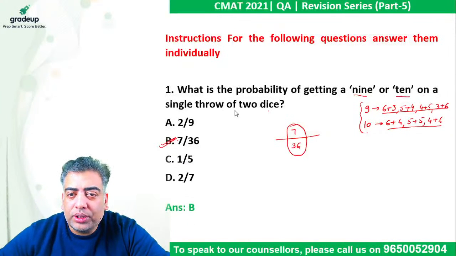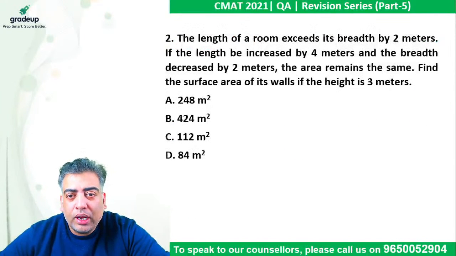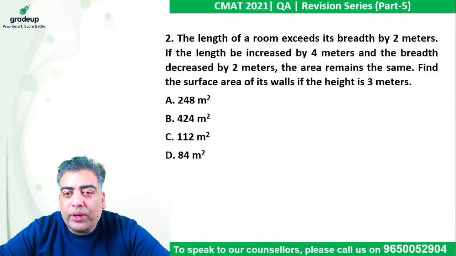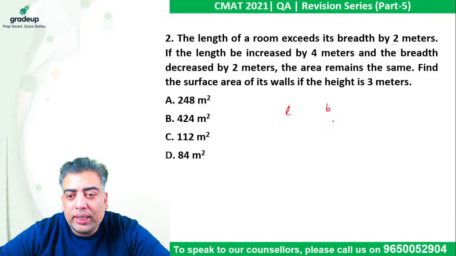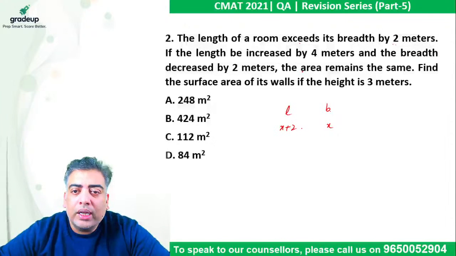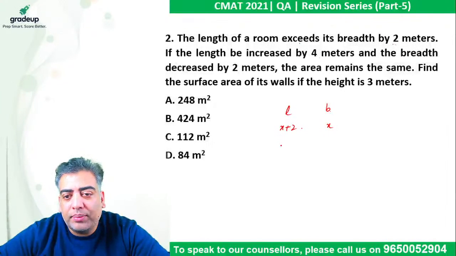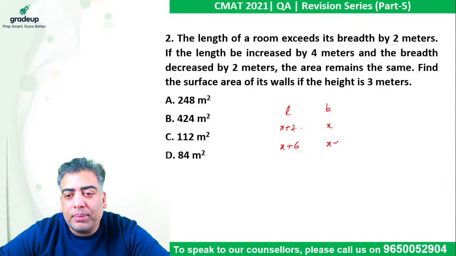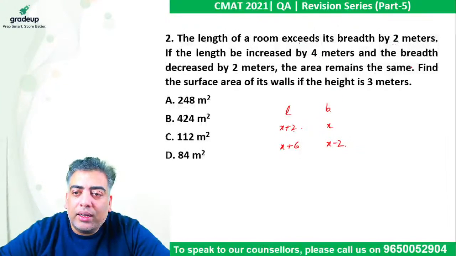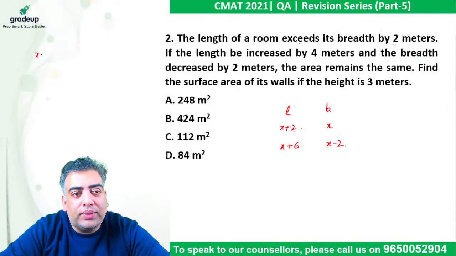So we did a similar question yesterday as well. In the second, it says the length of a room exceeds its breadth by 2 meters. So let's say if breadth is x, length given to me is x plus 2. If the length is increased by 4, it becomes x plus 2 plus 4, which is x plus 6. And the breadth decreased by 2 makes it x minus 2. The area remains the same. So area is length into breadth, which is either x plus 2 into x or x plus 6 into x minus 2.